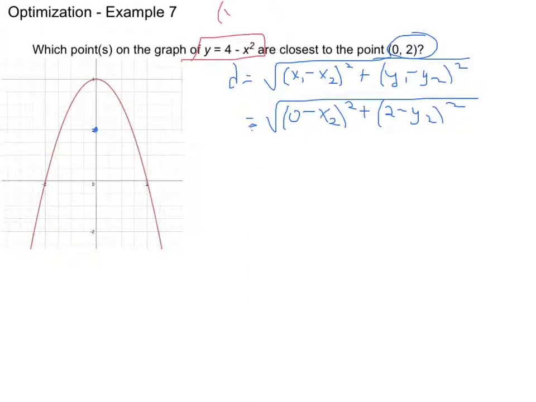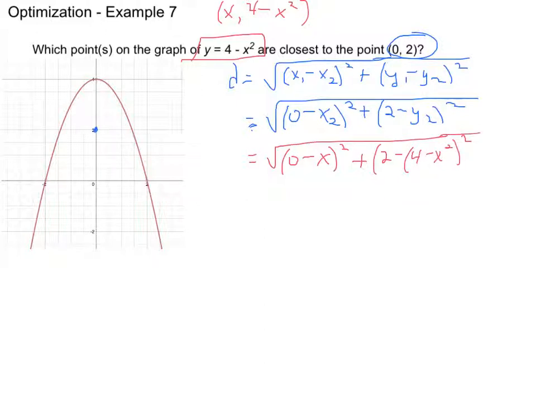So I'm just going to let x2 be x, and then y is going to be defined as 4 minus x squared. Okay, so that's our x2, y2. So I'm going to write that in here. So we have (0 minus x) squared plus (2 minus (4 minus x squared)) squared. And that's our function, and I can clean it up, of course. So this is going to be (negative x) squared, which is positive x squared, plus, and it's 2 minus 4, which is negative 2, minus negative x squared, so plus x squared, quantity squared.